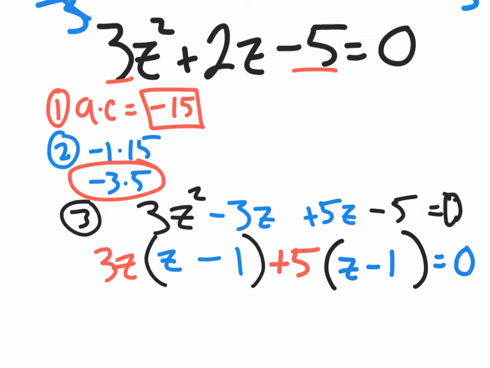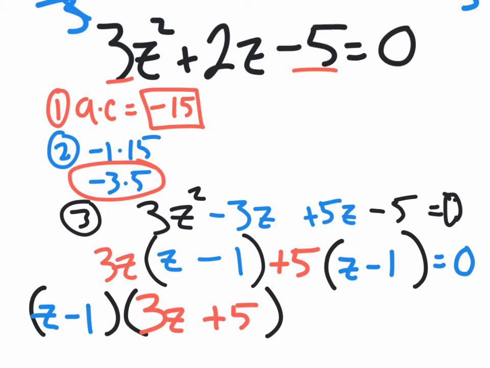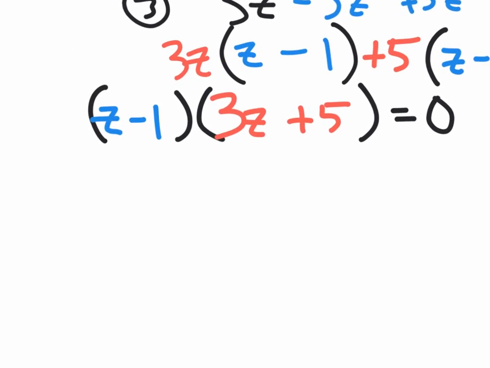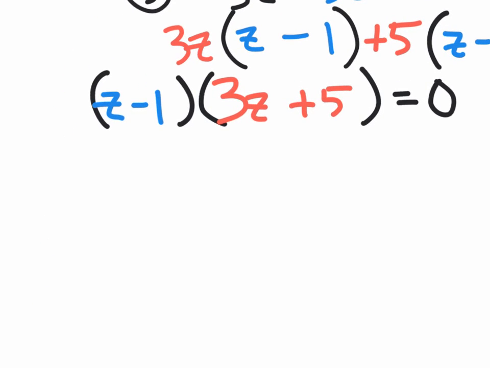So now I'm going to pull out that binomial z minus 1 from both groups and put it out here. So if I pull out the z minus 1 out here, I'm going to have a 3z left over and a plus 5 left over. Now, remember, this is an equation that's set equal to 0, so we're going to have to still set it equal to 0, but now it's in factored form, which means that we could apply the zero product property and split them and solve.